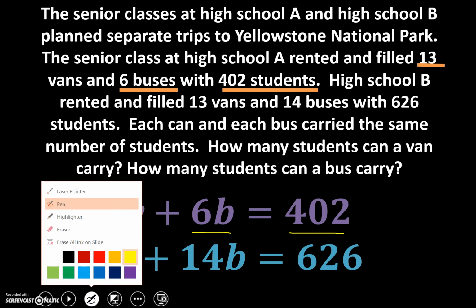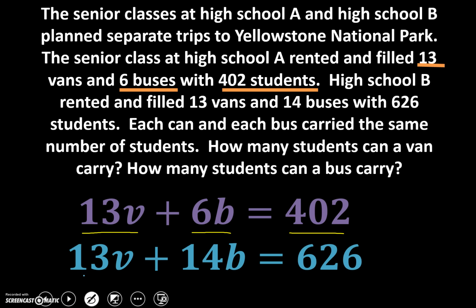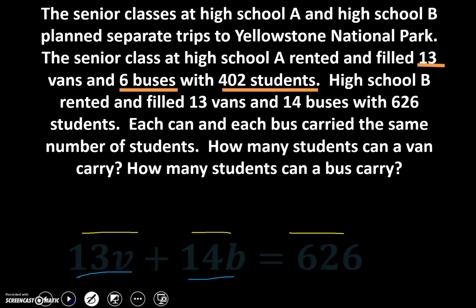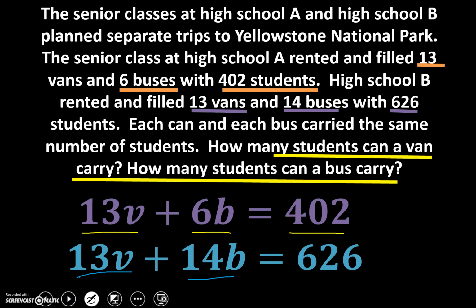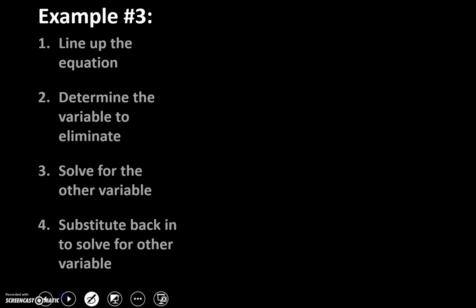And now I'm going to repeat that process with the second school. So High School B rented and filled 13 vans, so we're also going to have 13V, and 14 buses for them, so we have 14B. And they have a total of 626 students, so it's equal to 626. So our goal here is to figure out how many students the van can hold, and how many students the bus can carry. So we're going to figure that out through our method of elimination.